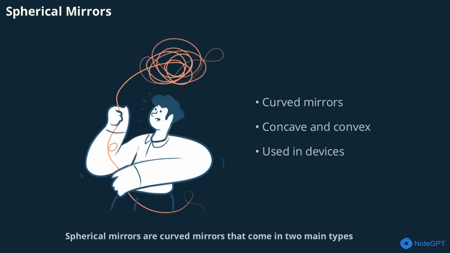Spherical mirrors are curved mirrors that come in two main types, concave and convex. These mirrors are used in various devices and applications, from vehicle headlights to rear-view mirrors. Their curved shape affects how they reflect light and form images, making them useful for specific purposes.